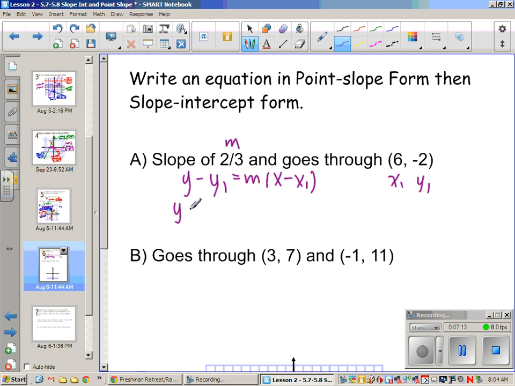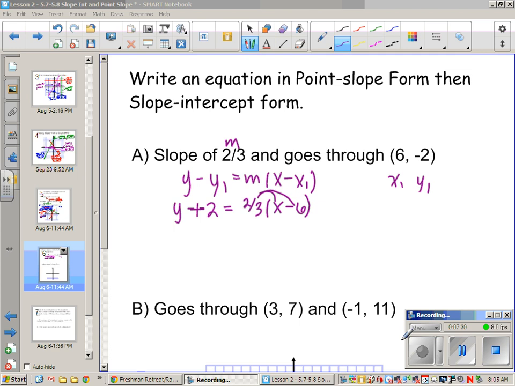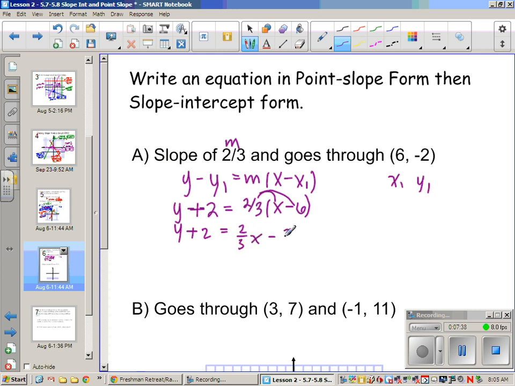So I'm going to write y minus -2, because that's my y1, equals my slope, which is 2/3, times x minus 6. Two negatives turn into a positive. Then I distribute. Sorry, I just had to give myself some more space. So now I'm left with y plus 2 equals 2/3 times x. That's just 2/3 x. Now let's talk about what 2/3 times 6 is.